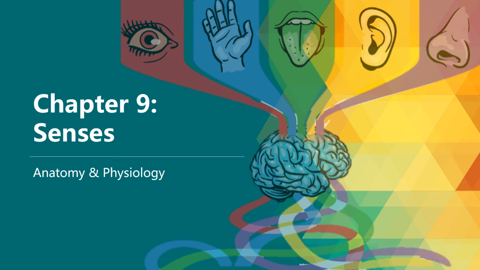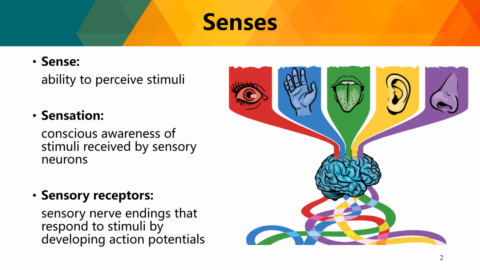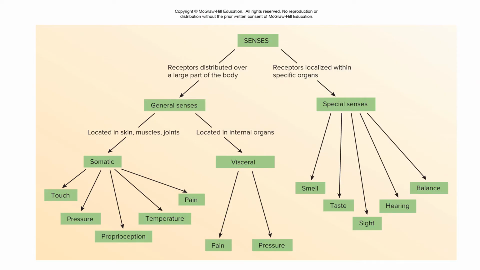Good day. So this is my lecture for chapter 9, which is senses. So to start, what is senses? A sense is the ability to perceive stimuli. We also have what you call your sensation, which is the conscious awareness of stimuli received by sensory neurons. We also have your sensory receptors. These are sensory nerve endings that respond to stimuli by developing action potentials.